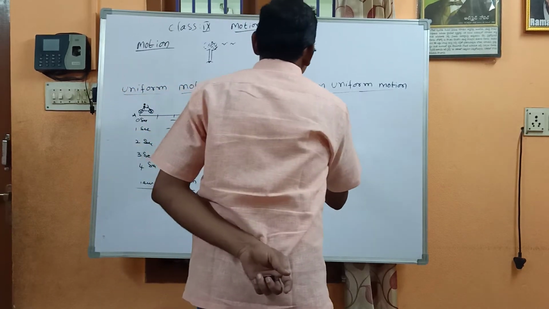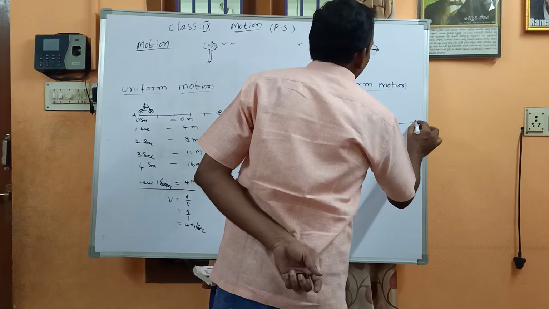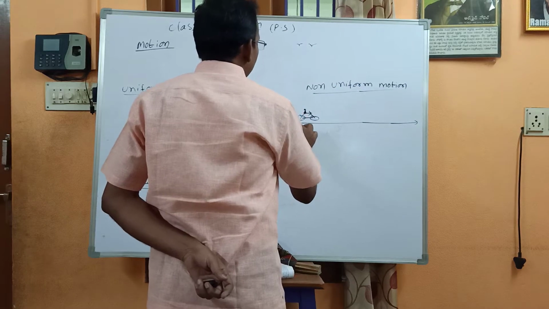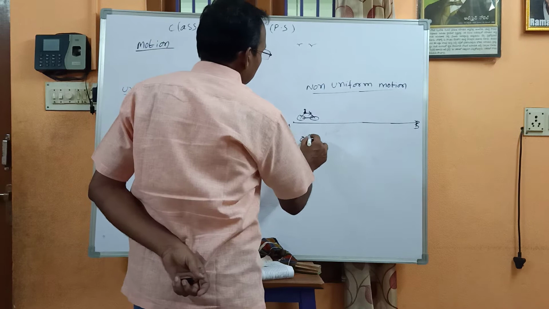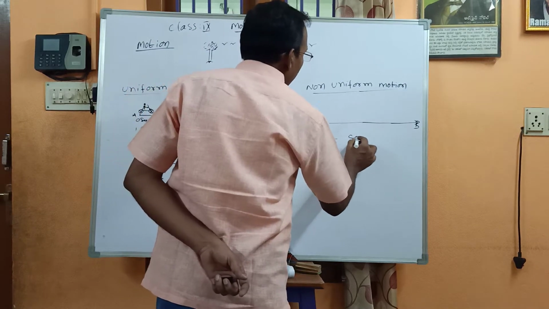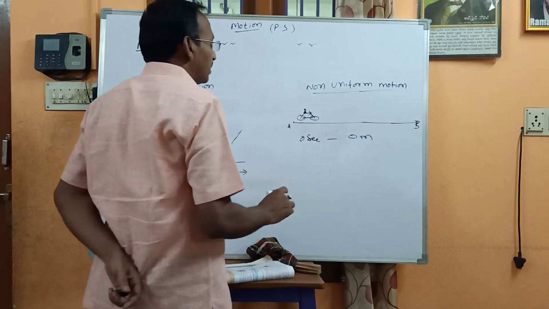Okay, now he is also going in the same path, from A to B, up to here. Now 0 seconds. His distance covered is 0 meters.